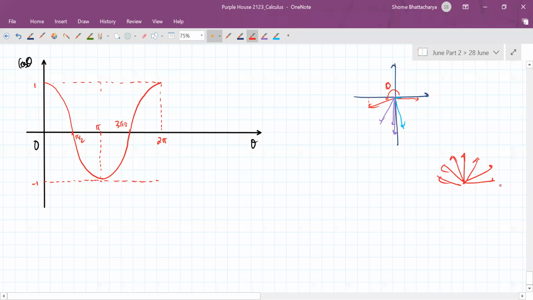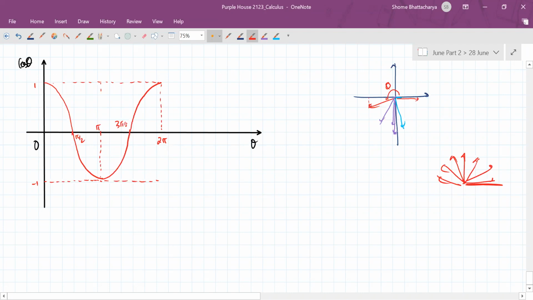So you can see that its x component starts from 1 when theta was 0. But as theta goes to 90, it comes to 0. Then as theta goes to 180, it goes to -1. Then as theta goes from 180 to 270, it comes back from -1 to 0. And finally, as it goes from 270 to 360, it comes back to 1. So that's your graph of cos theta in one cycle.